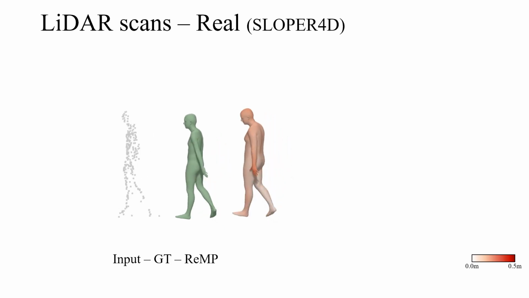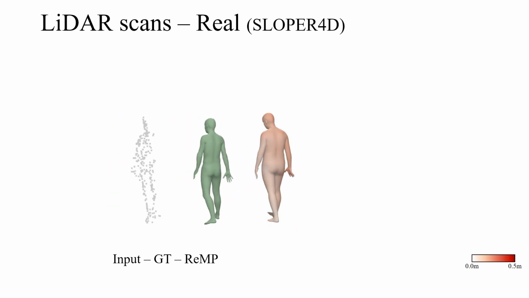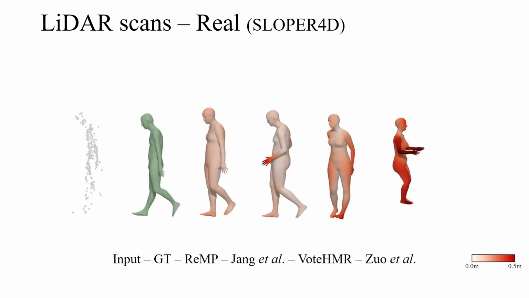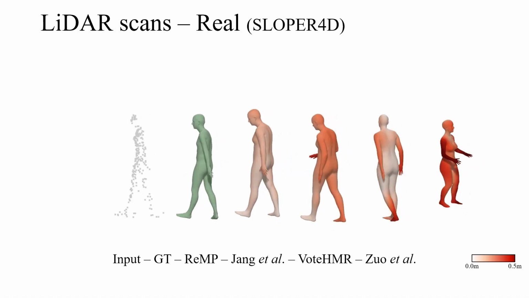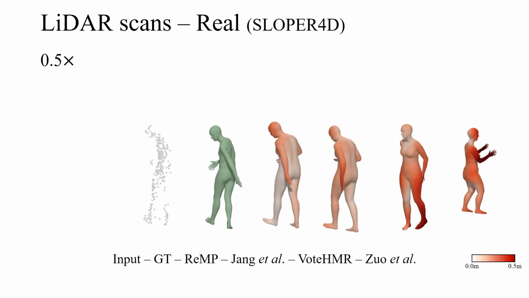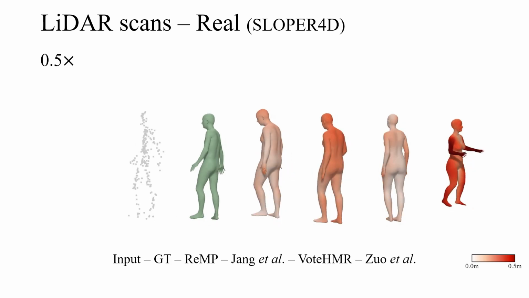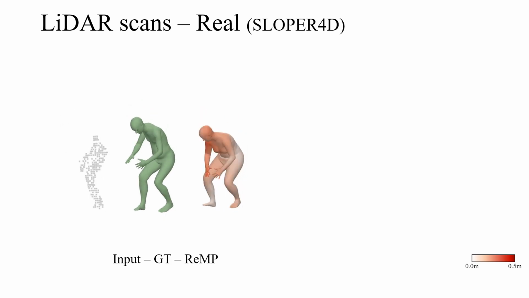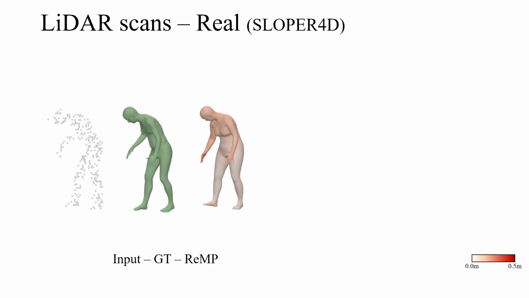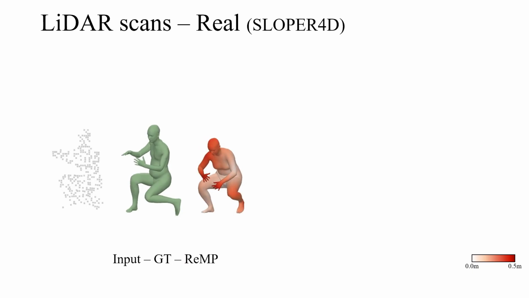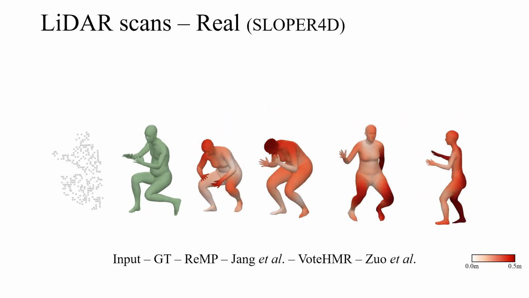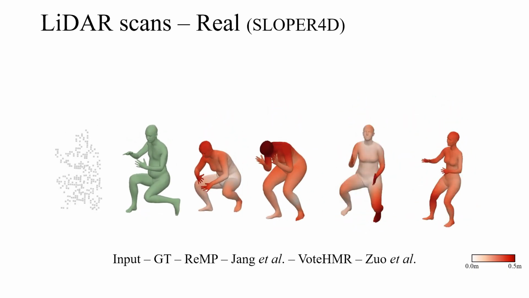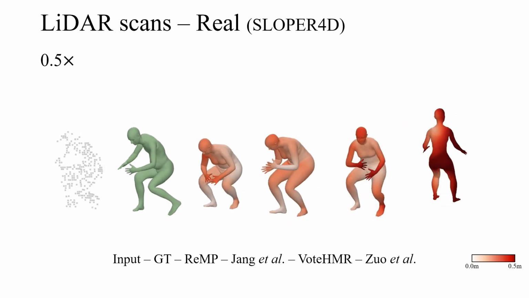This is the result when the real-world LiDAR scans are given. LiDAR scans are much sparser than the depth point cloud, so the baselines fail to recover accurate motion. Compared to Jang's method, ReMP shows better performance in estimating the position of the hand. This shows the result when the input scans are noisy. ReMP shows the best performance even in noisy input data. This is the last result on LiDAR scan input.